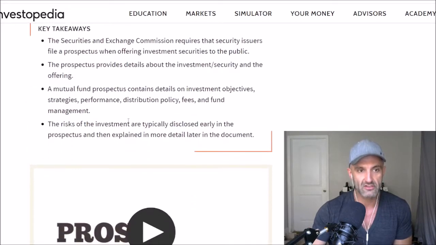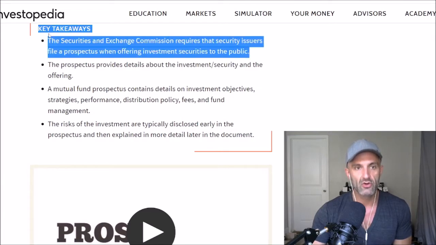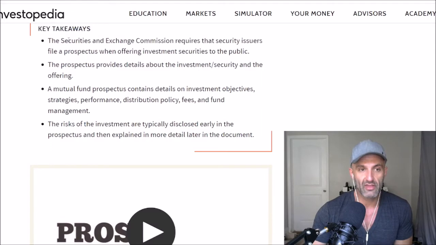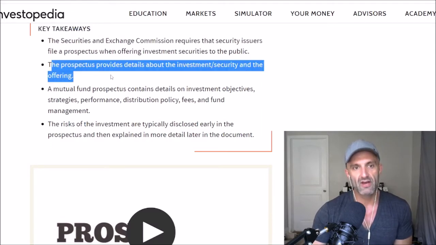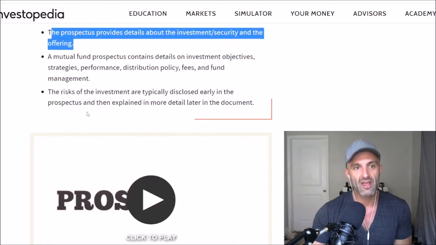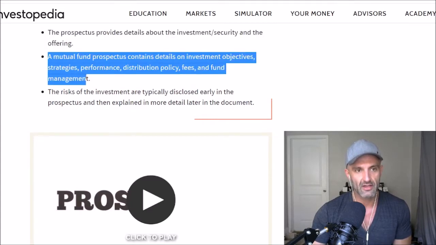Now, the key takeaways, this is all I'm going to read here. Key takeaways. The SEC requires the security issuers file a prospectus when offering investment securities to the public. Okay, cool. You can launch a project anytime you want without one of these. The prospectus provides details about the investment security and the offering. Some white papers do a decent job at that. A mutual fund prospectus contains details on the investment objectives. This is such a good line here that a lot of white papers completely drop the ball on.